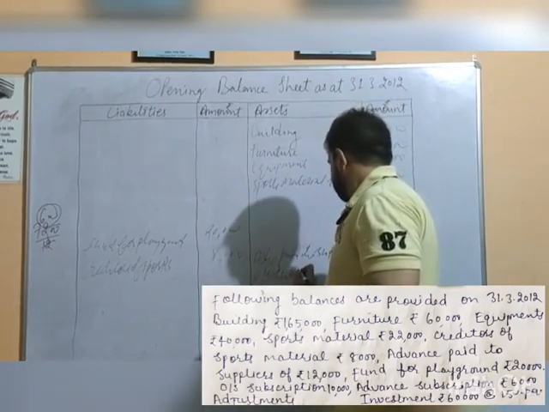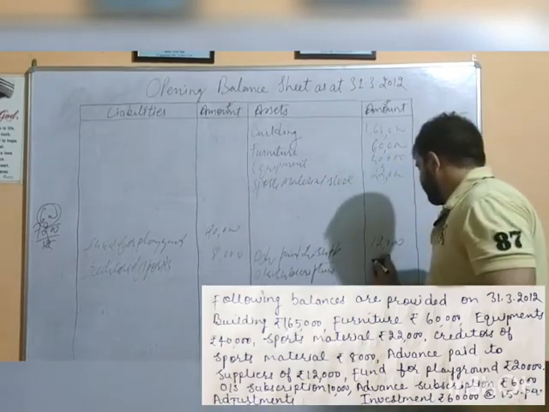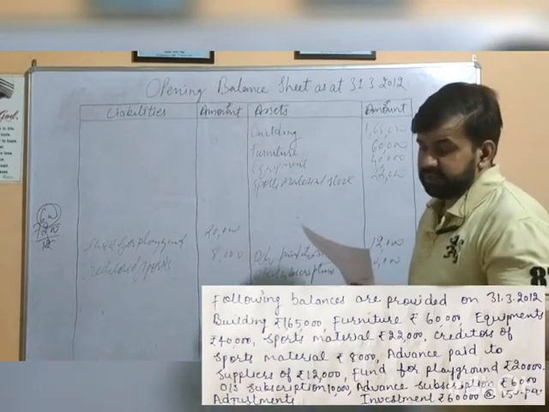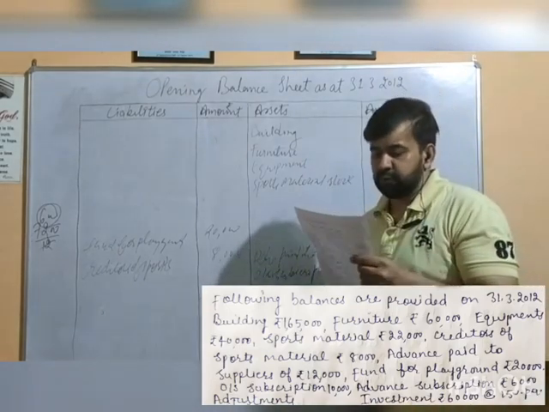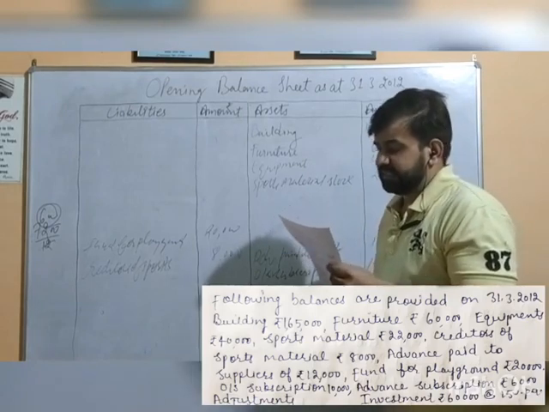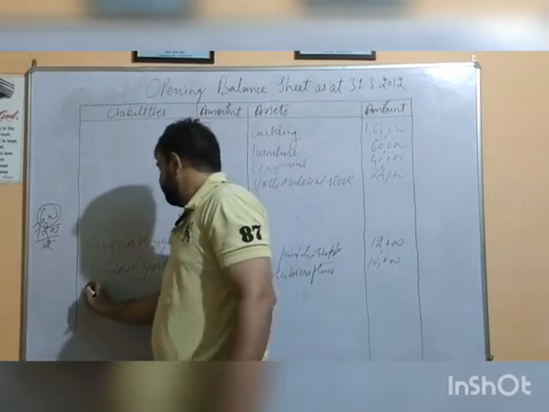Outstanding subscription, rupees 10,000, 8,000 of which we have received during the current accounting year, which is given in our receipts and payments account for 2011-12. Then we are having advance subscription, rupees 6,000. Advance subscription is the advance income and is to be written on the liability side.